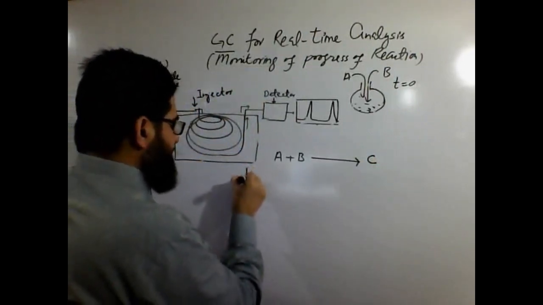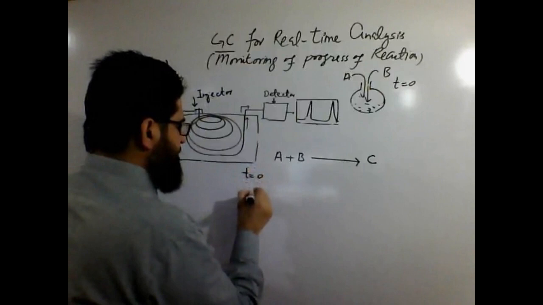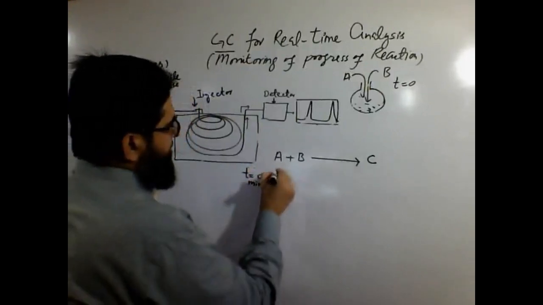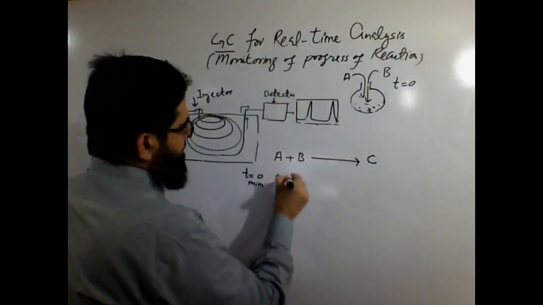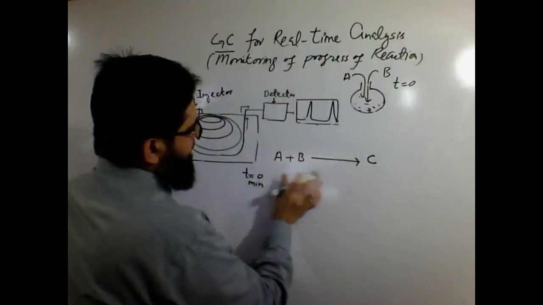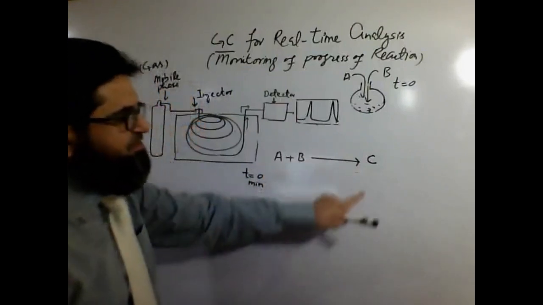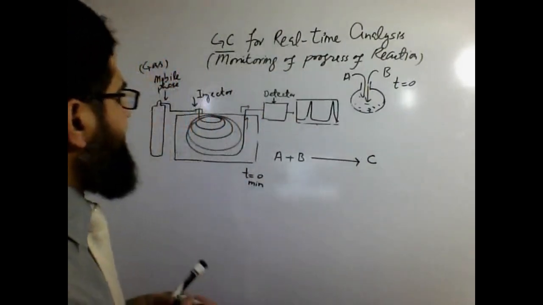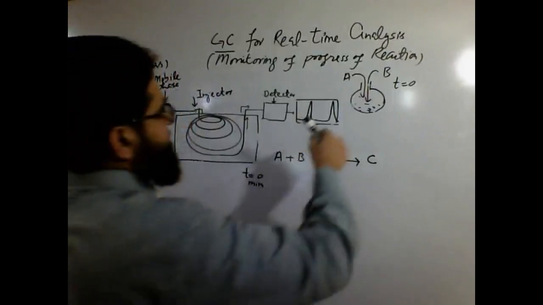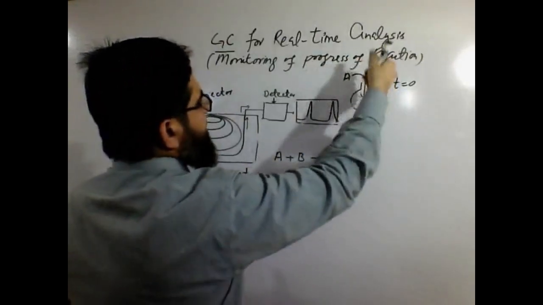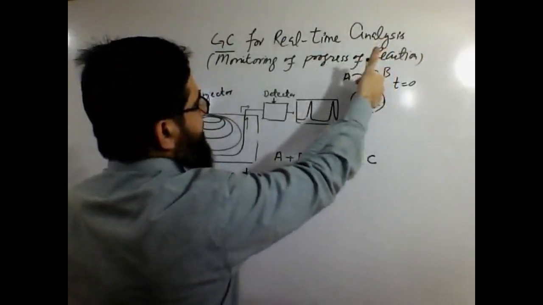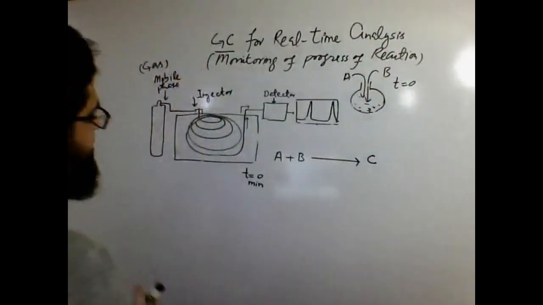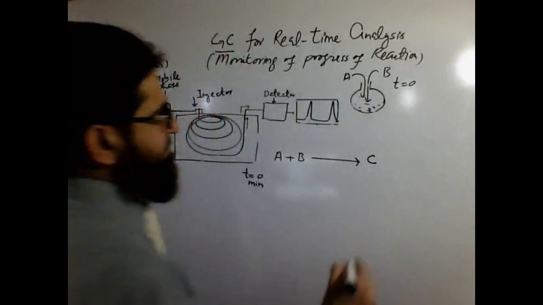When the time is 0 minute, we will have A, we will have B, there won't be any C, no C formation right in the beginning. How do we come to know that? Once we have added A and B into the flask, we will take a sample and run it on GC, let's say at 0 minute.